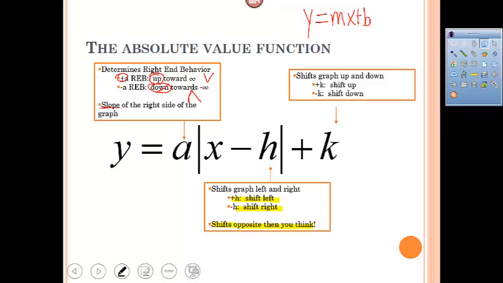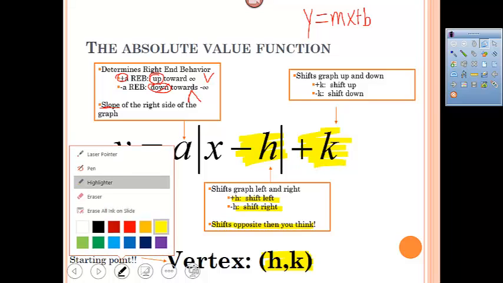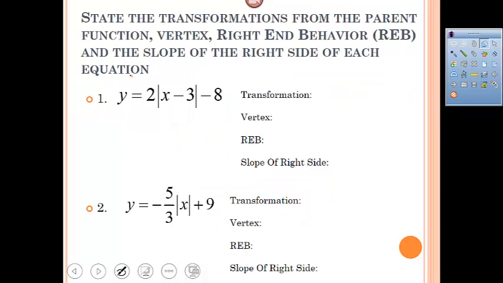But in all of this, the thing that you need to make sure you know is this part right here, the vertex. This is your starting point. So if you know the vertex, which is your (h, k) point, determined by your h and your k here, and you apply the right-end behavior and the slope, you'll be able to graph these no problem. Okay, so we're going to jump right into this. It says state the transformation from the parent function, the vertex, the right-end behavior, and the slope at the right side of each equation.